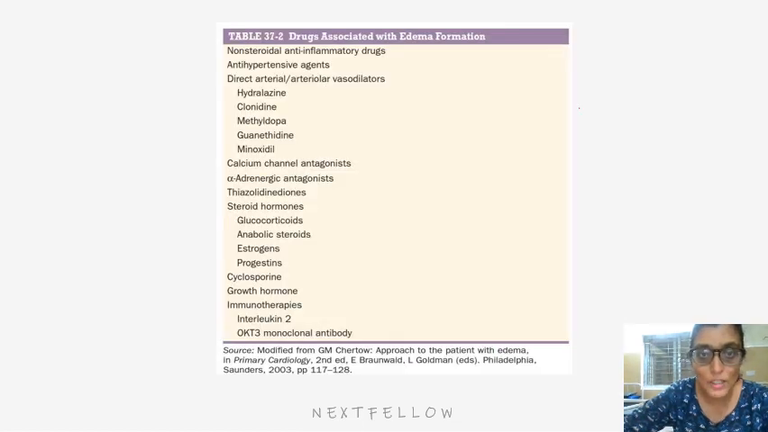So this is a relatively simple chart, that is drugs associated with edema formation: NSAIDs, antihypertensive agents, direct arterial or arteriolar dilators like hydralazine, clonidine, methyldopa, guanethidine, and minoxidil, CCBs, and alpha adrenergic antagonists, thiazolidinediones, steroid hormones like corticoids, anabolic steroids, estrogen and progesterone, cyclosporin, growth hormone, and immunotherapies like interleukin 2 and OKT3 monoclonal antibodies.